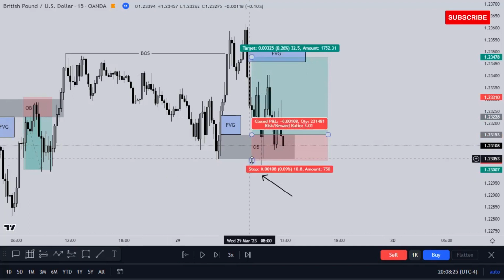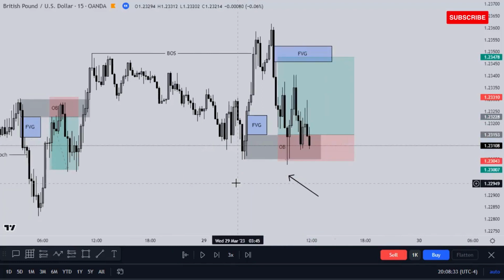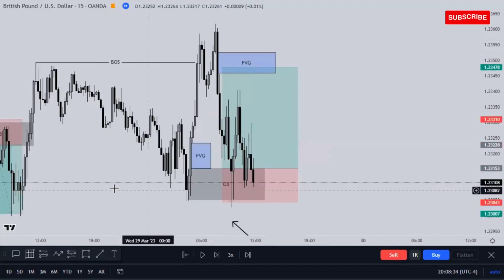At this point, I thought maybe my stops were too tight, or maybe it just wasn't a winning trade, which is perfectly fine. You cannot win every trade in forex.